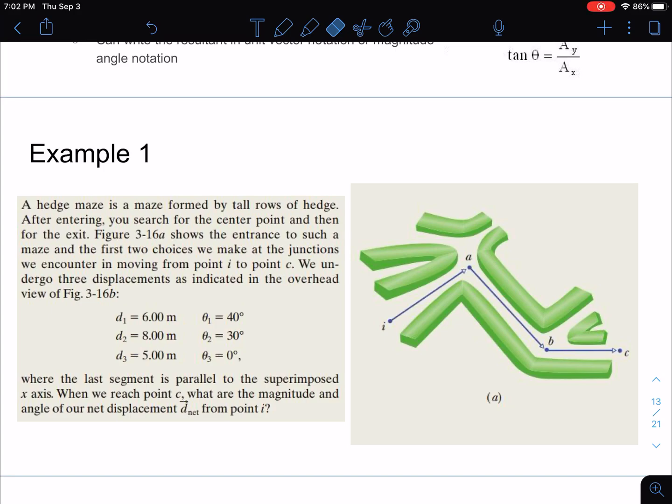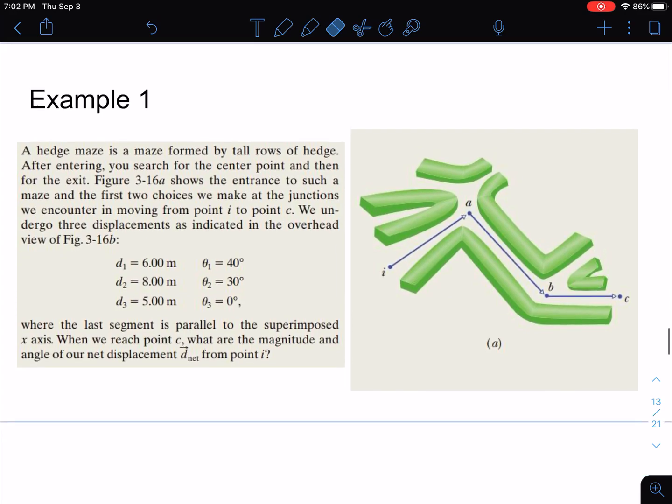So our first example here is going to be for the magnitude angle notation. A hedge maze is a maze formed by tall rows of hedge. After entering, you search for the center point and then for the exit. The figure shows an entrance to such a maze and the first two choices we make at the junctions we encounter in moving from point I to point C.